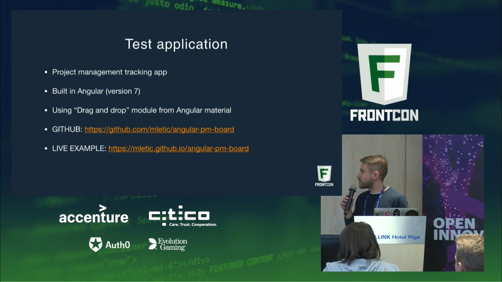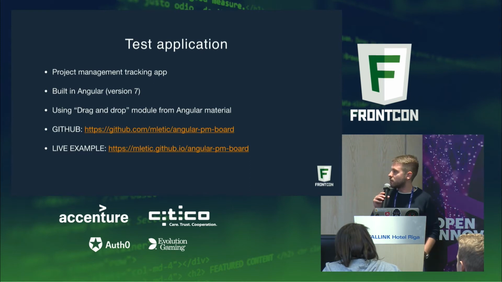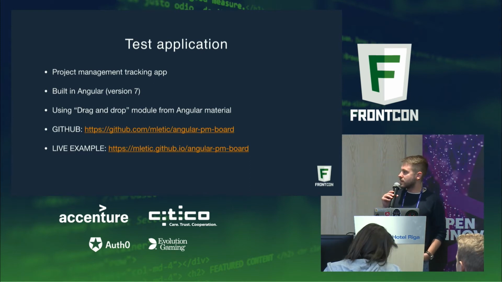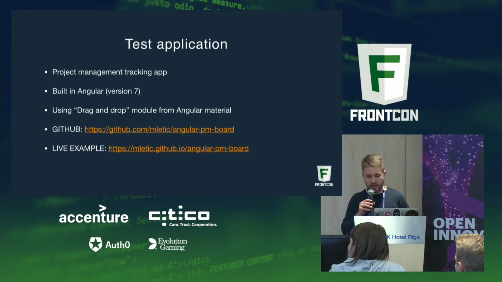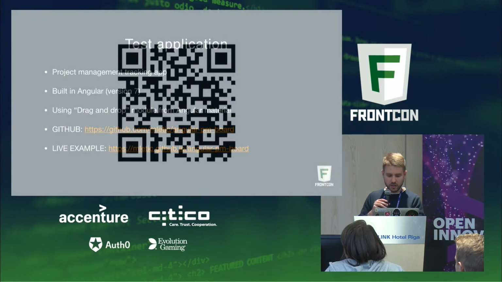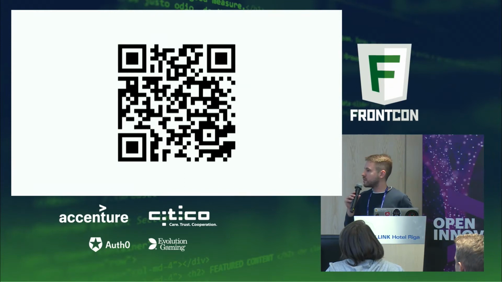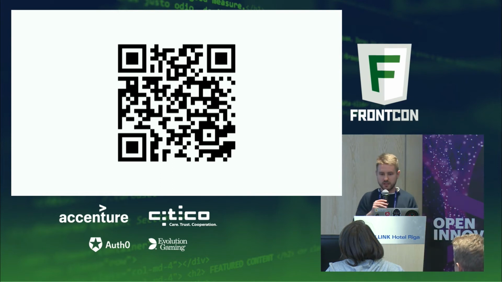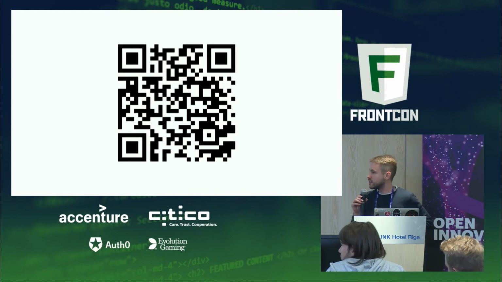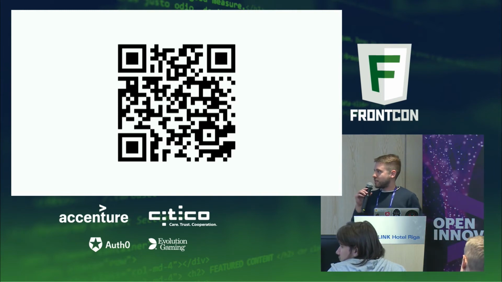Everything I'm going to show here is hosted on my GitHub, and there's also a live example on my GitHub IO. So if you go here, I think you have a QR scanner on your phones. You're free to scan this, and you'll get the link of the app. I'll leave it a little bit for you to test this. It should be responsive enough, I hope.